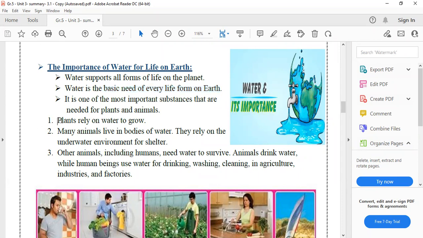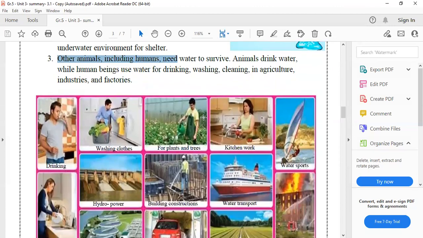Why? Do you remember the plants? The plants rely on water in order to grow. All the plants need water to grow. Many animals that live in bodies of water rely on the underwater environment for shelter, like fish and any other living things that live in the ocean. Other animals, including humans, need water to survive. We drink water. Human beings use water for drinking, washing, cleaning, agriculture, industries and factories.